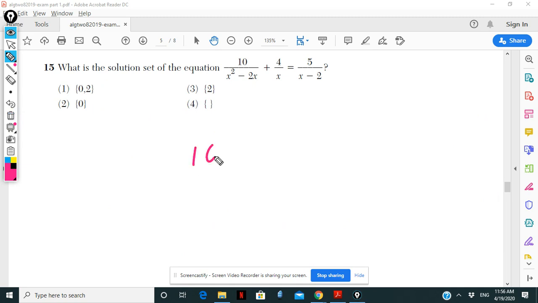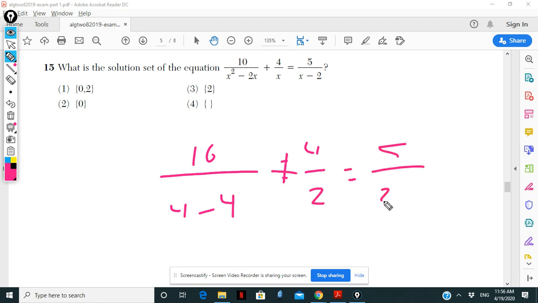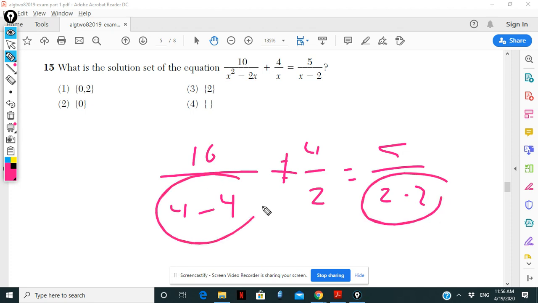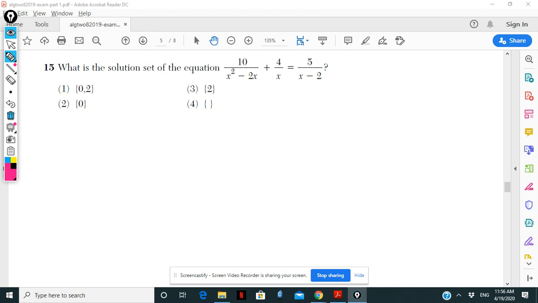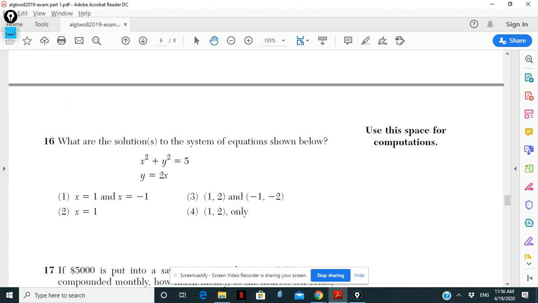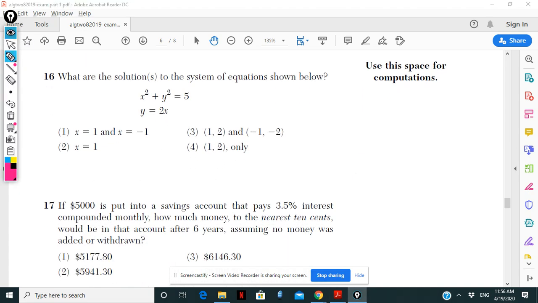So now 10, 2 squared is 4, 2 times 2 is 4, and here 4 plus 4 over 5, 2 minus 2. Look here, the denominator is zero. So the solution doesn't exist and the answer is going to be 4. No solution.